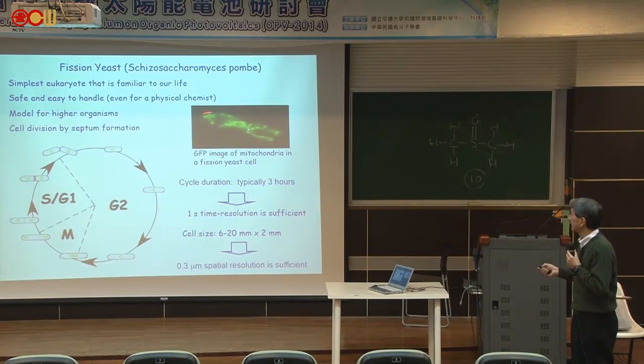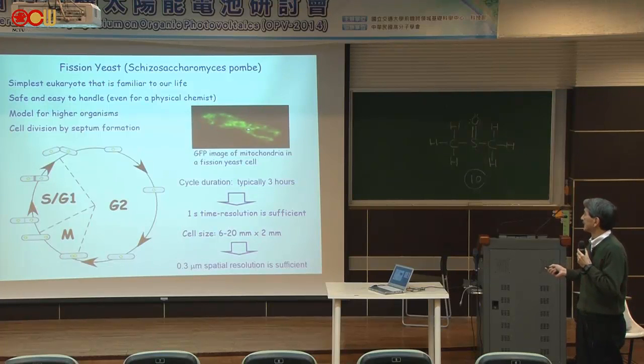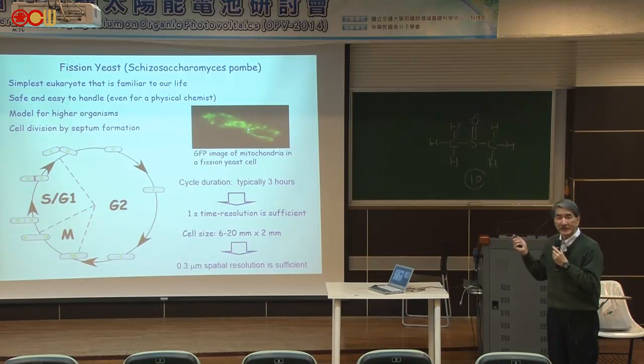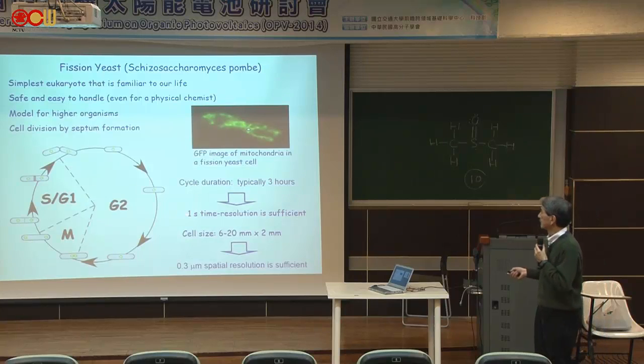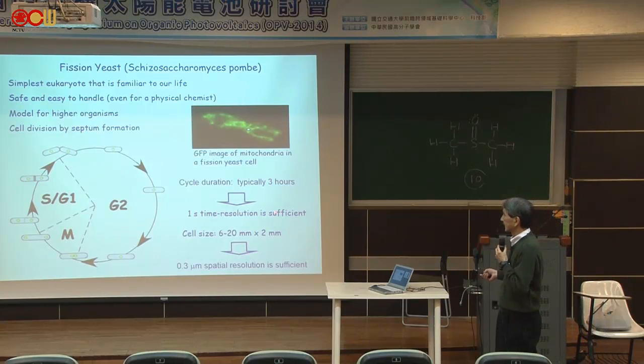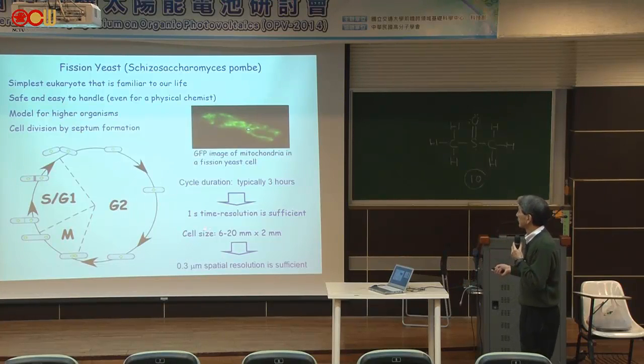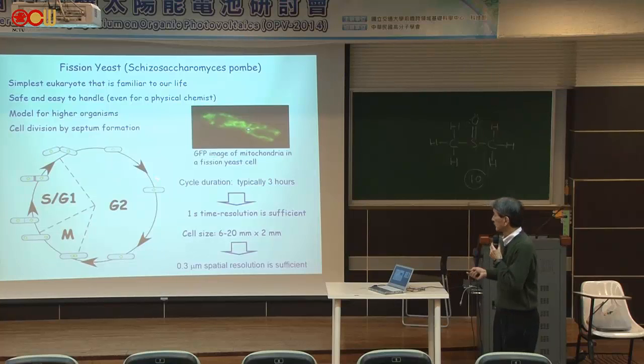So you can see, say, mitochondria by labeling it by GFP like this. But Raman can do it without doing that. And here the whole cycle typically takes 3 hours. And if we can measure, say, a spectrum in 1 second, we can time resolve the process. And also the cell size is 10 micrometer, 2 micrometer. And we have 0.3 micrometer spatial resolution. We can space resolve those organelles.